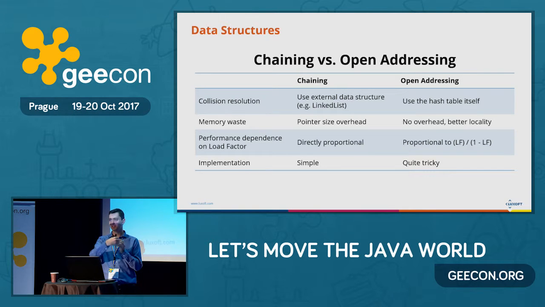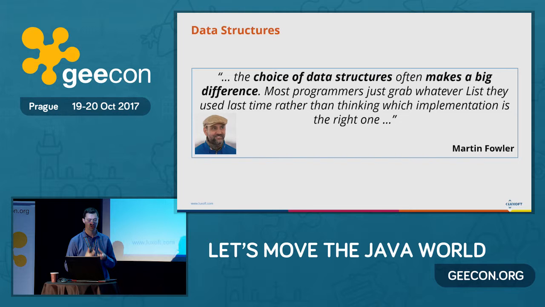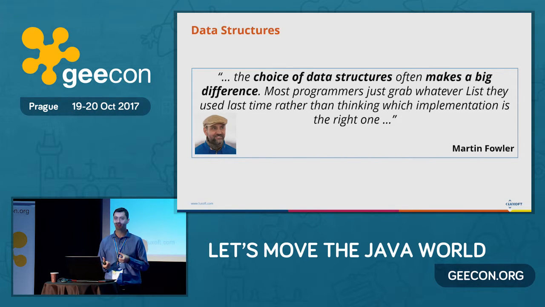So basically, it iterates through more indexes inside that table. So open addressing might be something that you can consider when you have to deal with performance and you want to stick with a hash map implementation. Also, Martin Fowler said the choice of these data structures often makes a big difference, and some developers use whatever they used previously. And it's not quite a good approach.